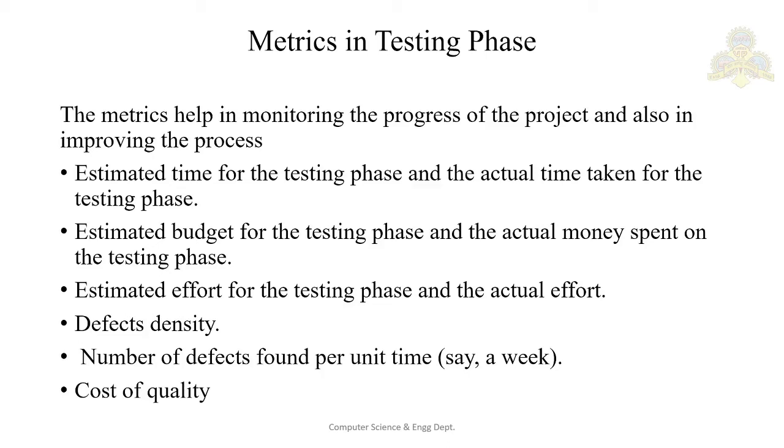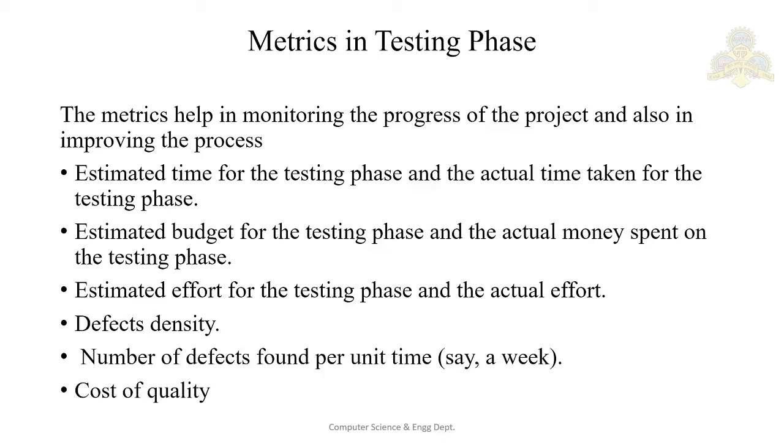Okay, the next one is budget: the estimated budget for the testing phase and the actual money spent, or the actual budget for the testing phase. These values also help in improving your estimation process. Next one, the estimated effort for the testing phase and the actual effort. This means the manpower required, that is, the effort is measured in person months, right? How many months you required, how many years you required, and how many persons you require for the testing.